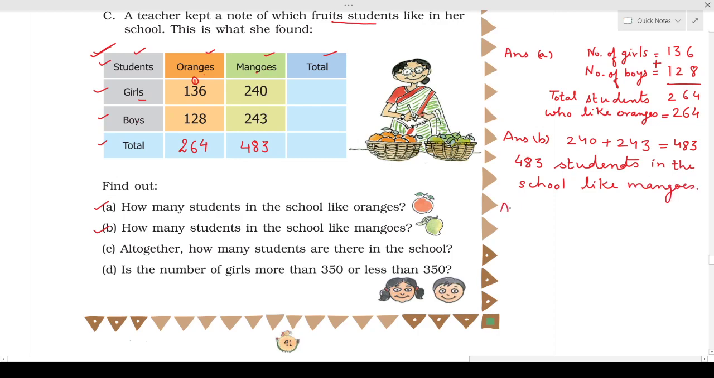Now the next question is answer C. This one question is, all together how many students are there in the school. So what you have to do, children, is count the total number of boys and the total number of girls. So for this, you will add 136 and 240.